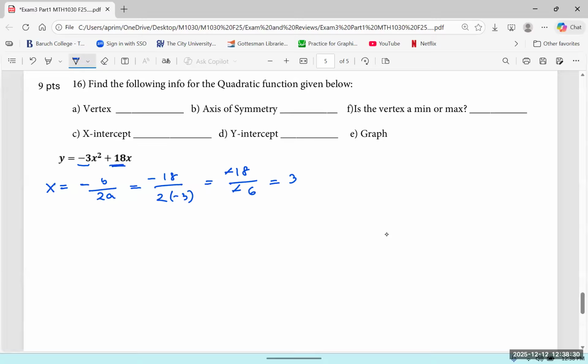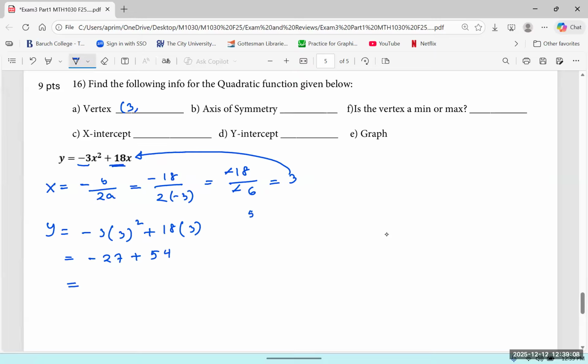So this is the x value of the vertex. Once you find the x value, you also need the y value. How do you find the y value? We must plug in. So we get negative 3 times 3 squared plus 18 times 3. So 3 squared is 9. 9 times negative 3 is negative 27. And 18 times 3 is 54.